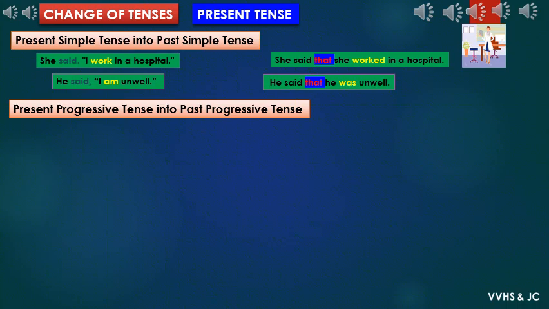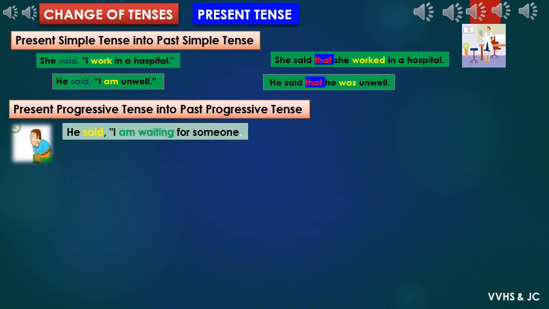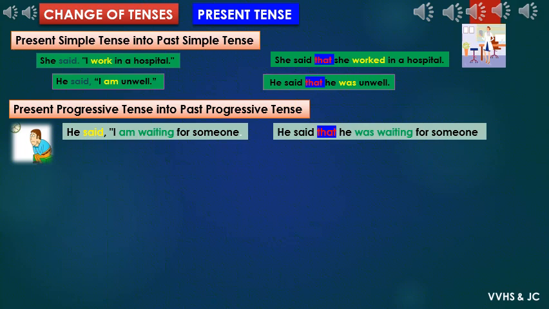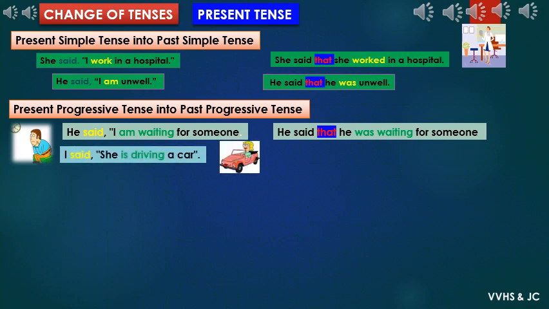Now let's look at the example. He said, "I am waiting for someone." So what will be the reported speech or the indirect speech? He said that he was waiting for someone. Let's look at another example. I said, "She is driving a car." So what will be the indirect speech? I said that she was driving a car.